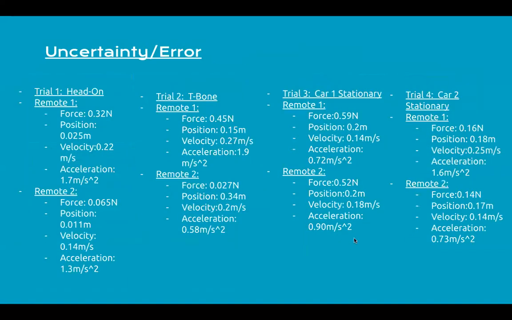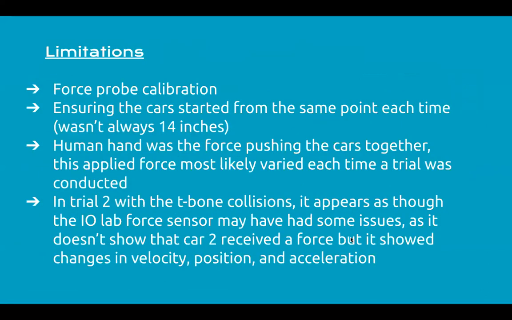These are the values that IOLab produced for uncertainty. Some potential limitations are that the force probe calibration could have been off with IOLab, and also ensuring the cars started from the same point each time. The human hand was the force that pushed the cars together, so this most likely varied from each trial. And also in trial 2, I noticed it appears as though the IOLab force sensor may have had some issues, because it doesn't show that car 2 received a force, but it does show that it had changes in velocity and position and acceleration.